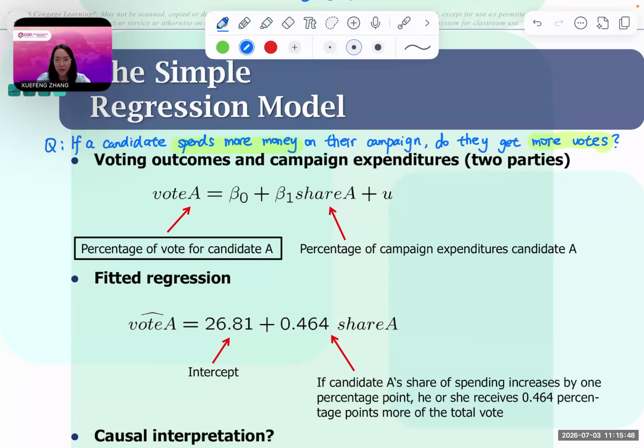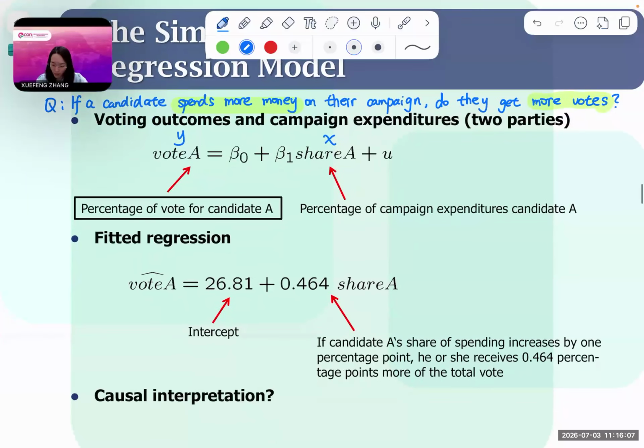So here is related to this example. Vote A, the percentage of votes candidate A receives, we have beta 0 plus beta 1 as usual. We have share A, so here's our x, plus mu. So think about it. What can we have in our error term mu here? Mu here may be the candidate's popularity, okay?